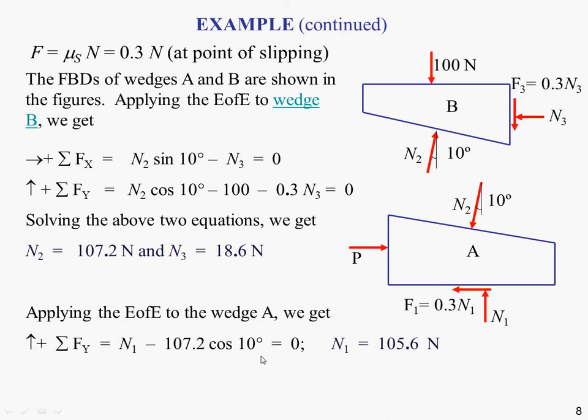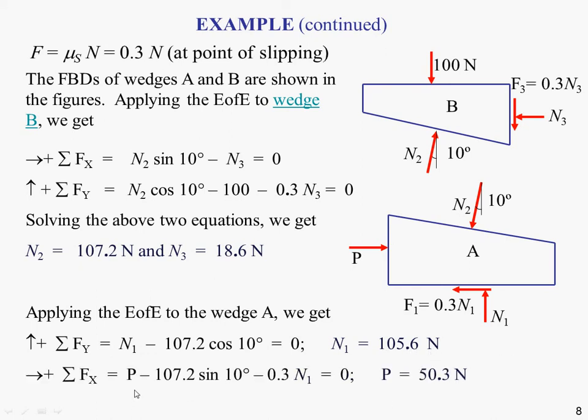So again, applying the sum of the forces in the vertical direction equals 0, we have N1 minus N2, which we worked out to be 107.2, and we want this component here, which will be the adjacent side of the right angle triangle, so 107.2 cos 10 degrees. In this case they're the only two forces in the vertical direction, so we have one equation, one unknown, and we can solve for that straight away to get N1 equals 105.6 newtons.